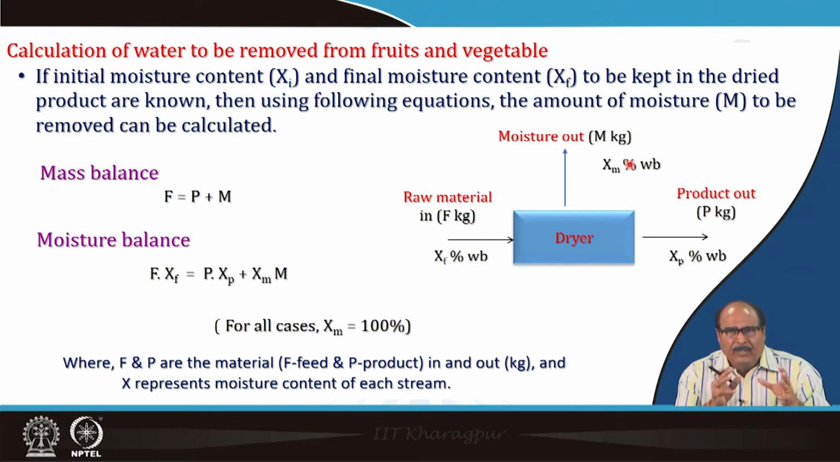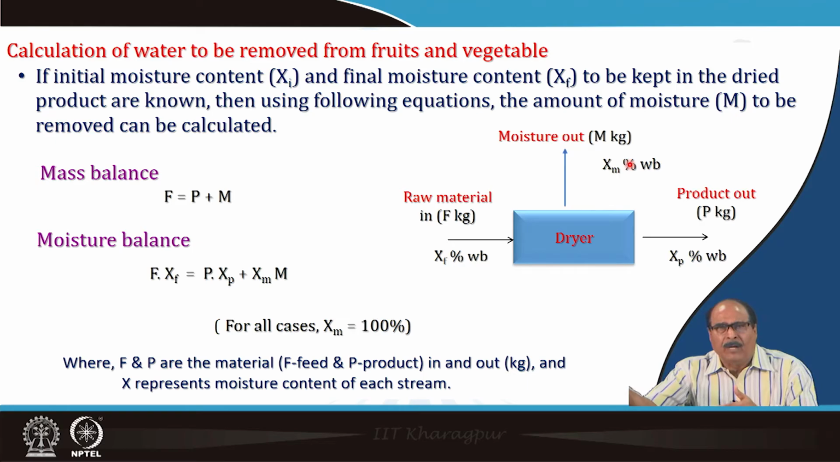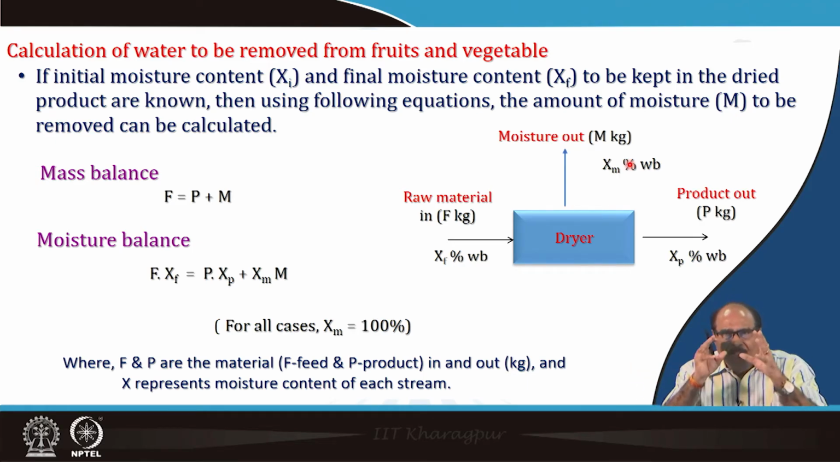Now, there are certain provisions using the mass balance or moisture balance, etc. We can calculate the amount of moisture to be removed. Suppose you know the initial moisture content of the commodity, fruit or vegetable which is being dried, and what will be the final moisture content xt which needs to be kept.